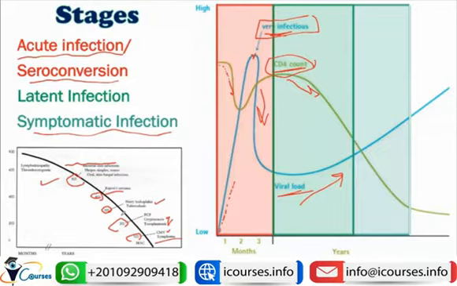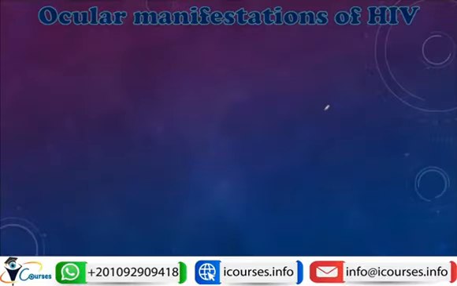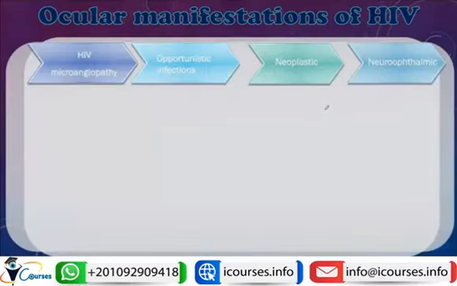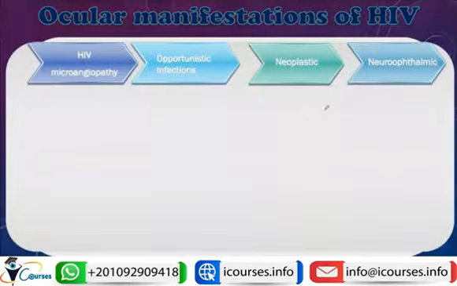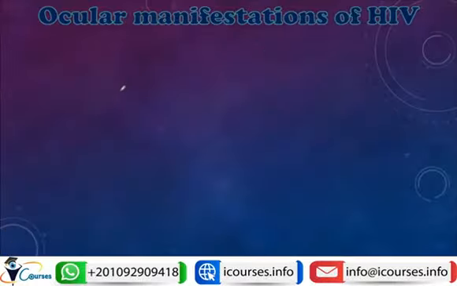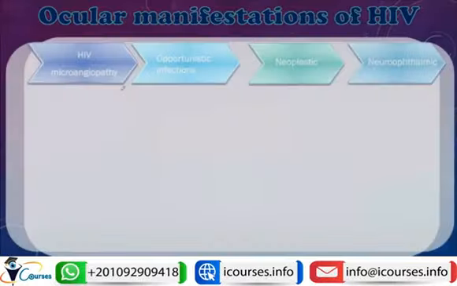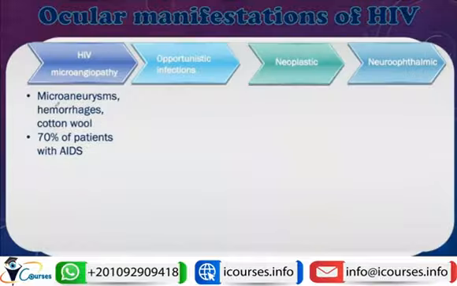There are different systemic conditions, but what concerns us more are the ocular manifestations of HIV. It can present with HIV microangiopathy, which appears like a retinopathy, the same as diabetic retinopathy, with microaneurysms, hemorrhage, and cotton wool spots. And it's very common in HIV patients.